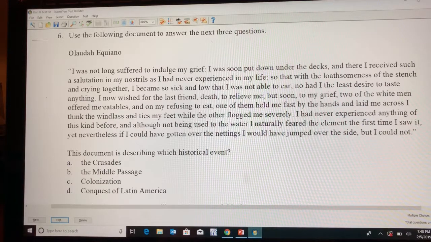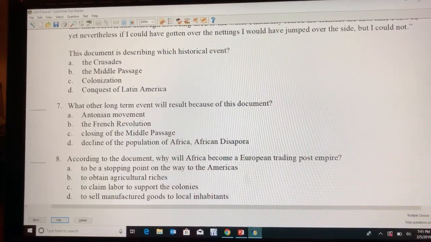There's this guy who's now a slave, right? He's on this boat, he's not eating, and he's thinking about killing himself. So this is asking number 7: what other long-term event will result because of this document? There is this slave in the Middle Passage, he doesn't want to eat, he's thinking about death. Is this going to be the Antonian movement? Have we even talked about that? The French movement? Is his treatment going to lead to the closing of the Middle Passage? Or is this going to lead to a decline of population of Africa called African diaspora?